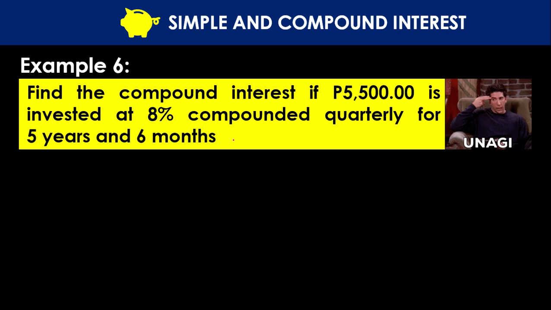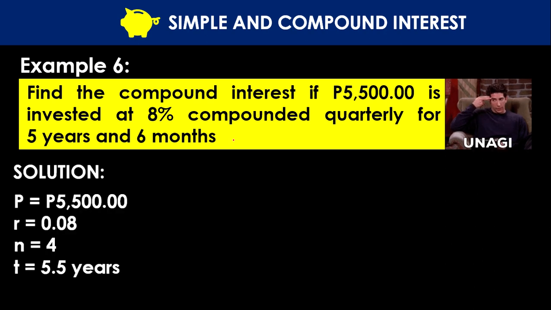So we have here our givens: 5,500 pesos as our principal amount. We have the rate of 0.08. Since it is compounded quarterly, n is equal to 4. And our time here is 5 years and 6 months. If we convert that 6 months into years, that's 6 over 12, which is 1 half, so that is 0.5. Therefore that is 5.5 years. Then let's try to substitute that to our formula.